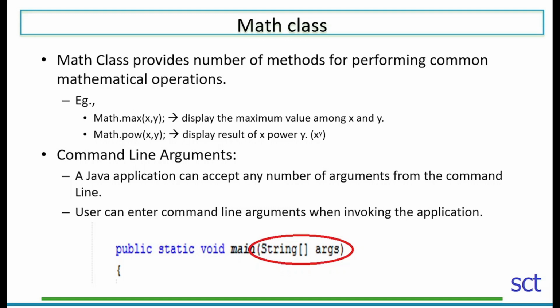There is also something called command line arguments. At the time of running, you can pass values to the main program. These values come to args, and args can be used inside the program. This args is a variable of type string array. So these args can be used within main.